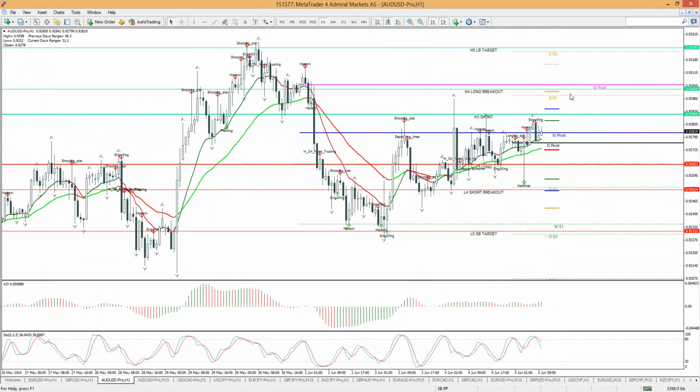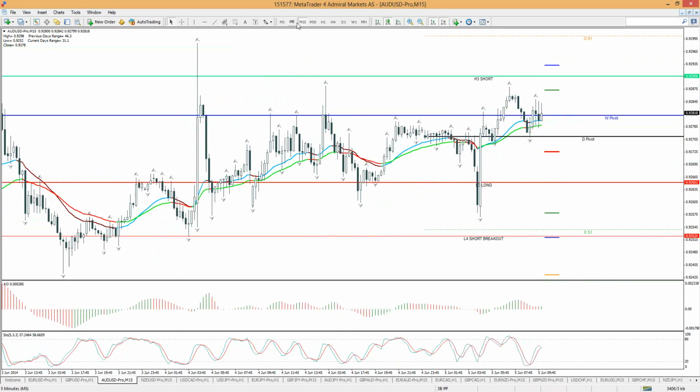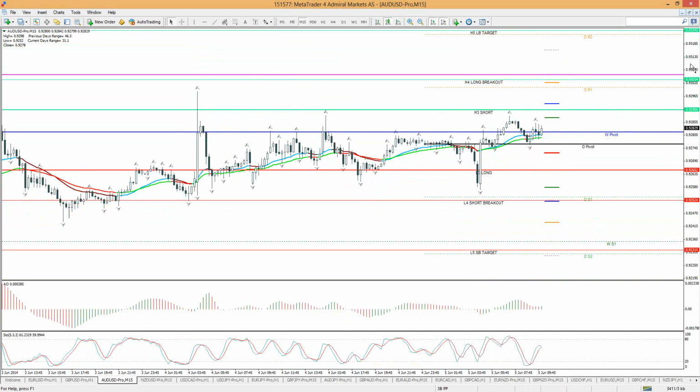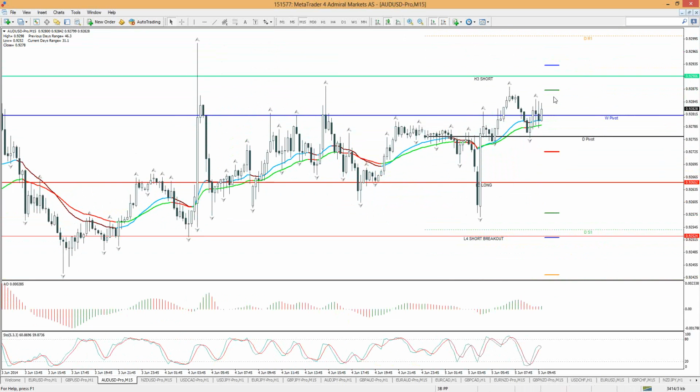We got some confluence again between H4, DR1, and the monthly pivot, right about 93. So this seems interesting to me. Looks like we have sufficient space to move up.